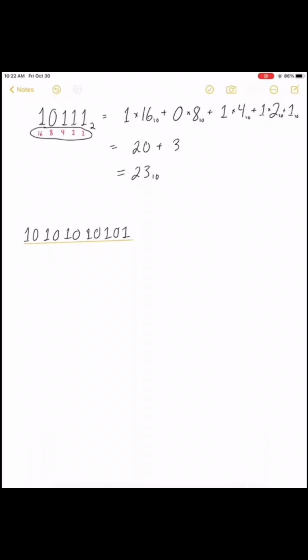Okay, so we have our number here, and we're going to take this and make it into a base 10 number. So again, I'll annotate below it with our red.